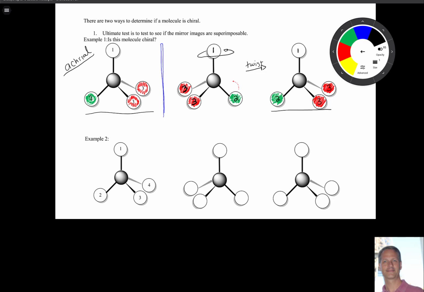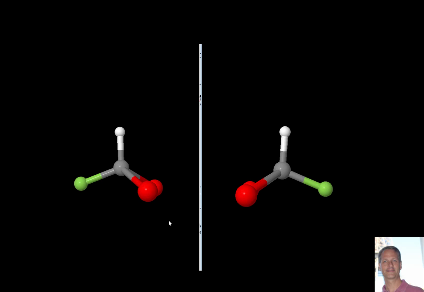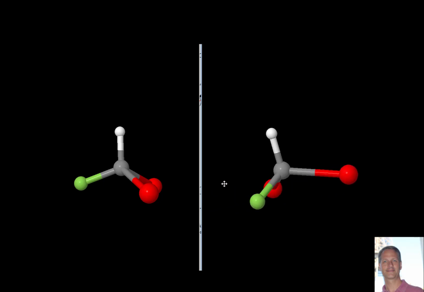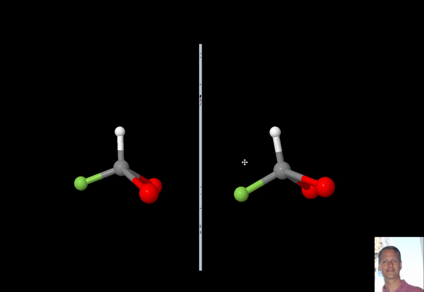Right, now let's take a look at some models here. So here's the depiction of the models that we were just looking at. So we have our green coming back, our white up here, and our red 3s right here. Here is the mirror image, right? And now to test if they're the same, we need to rotate this guy around. So we're going to give it a slow spin here, right? As we do that, we're lining them up, and we can see that they're the same.